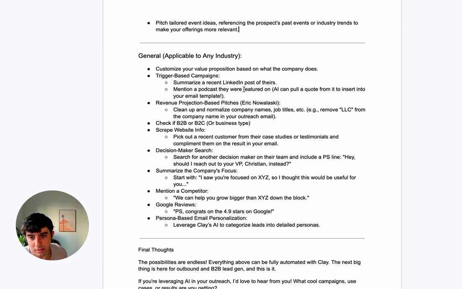Last thing, I'm just going to reference a couple of general use cases for AI in outreach that can be applicable to any industry really. So this should also help spark some ideas for your own campaigns as well.